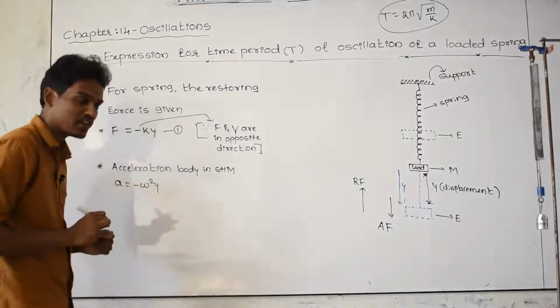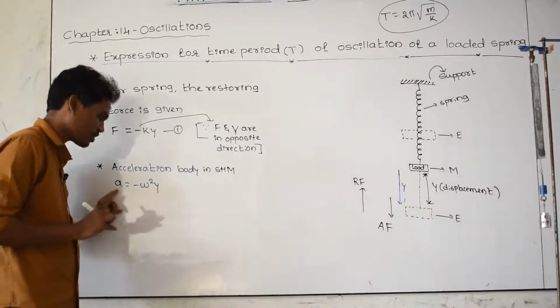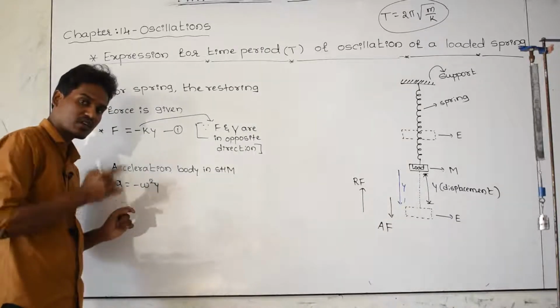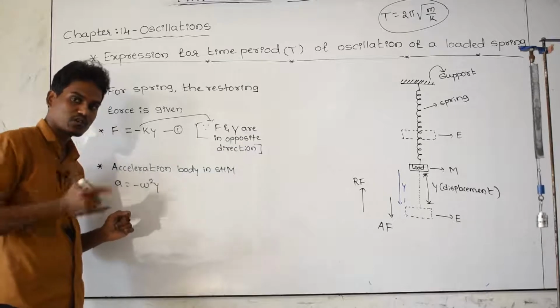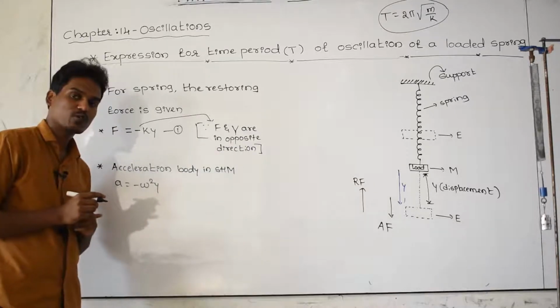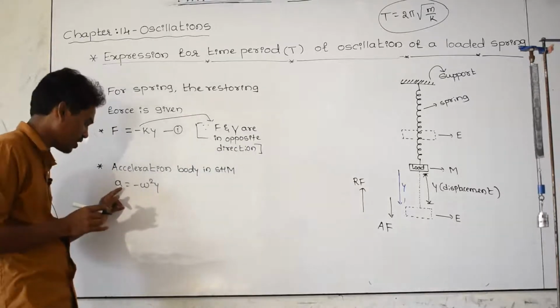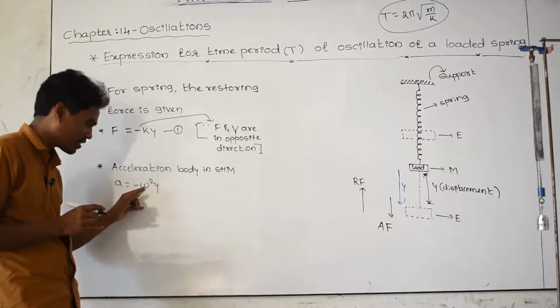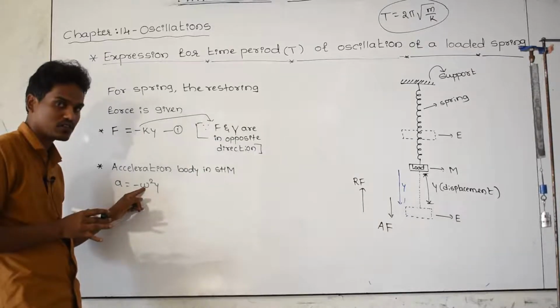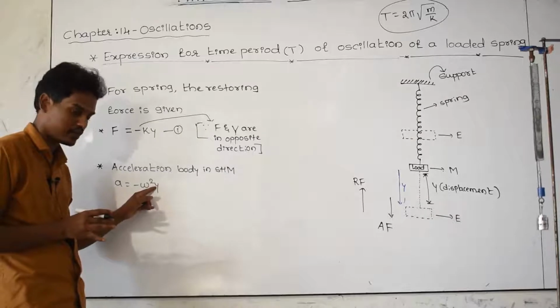In the previous video I discussed this one. Whenever the object is in simple harmonic motion, how to find its acceleration? By using this formula. Omega is angular velocity or angular frequency. This y is displacement.